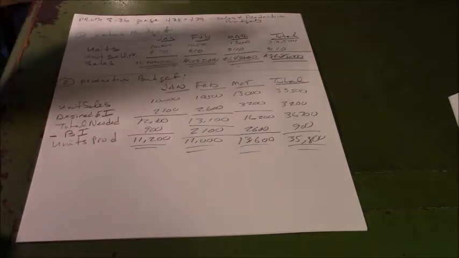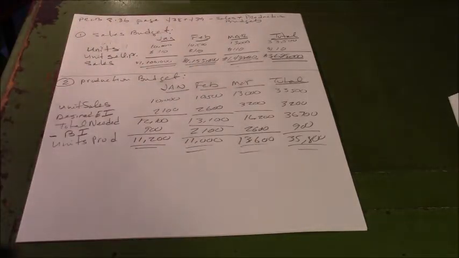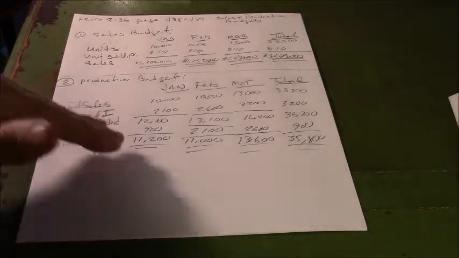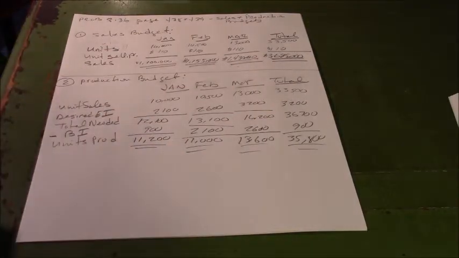All right, so we've got our sales budget and our production budget. So now that I know how many I need to produce in each month, now I can figure out what materials I need. So next video we'll go on to materials purchases budget.